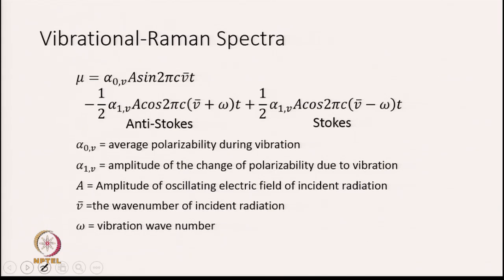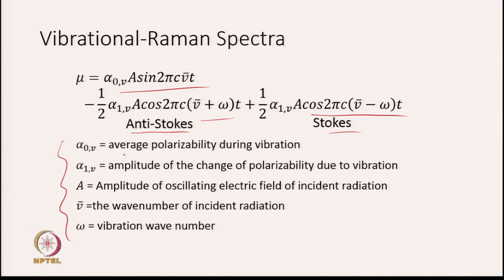So if you multiply mu by E, what you are going to get is 3 different terms, and this I already explained to you in rotational Raman spectroscopy. When the wave number is nu plus omega, then you have anti-Stokes lines. When it is nu minus omega, then you have Stokes lines. So these are the different terms.